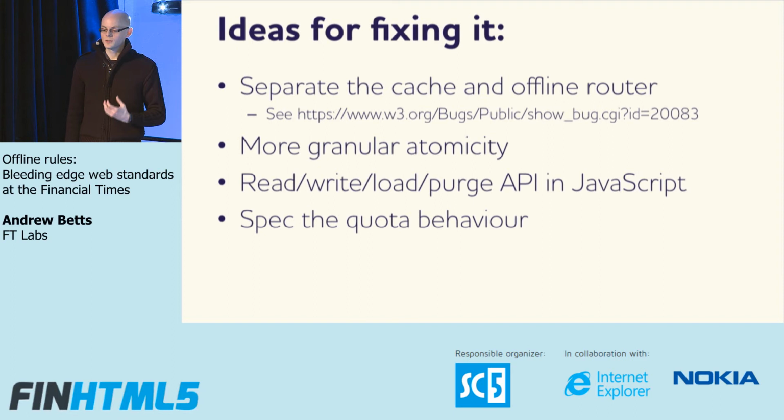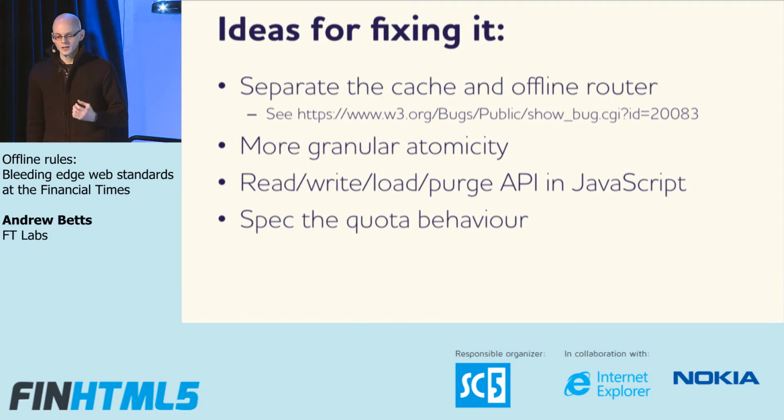And the spec ought to do something about quotas, because a browser vendor could implement a hard limit of 5 megabytes on the amount of stuff you can put in app cache, and that would be perfectly in compliance with the spec, but it would be useless for most applications like ours, where we'd like to give you enough content that you could read it on a plane, for example. And if you've got 5 hours on a plane, you're going to consume more than 5 megabytes of content.